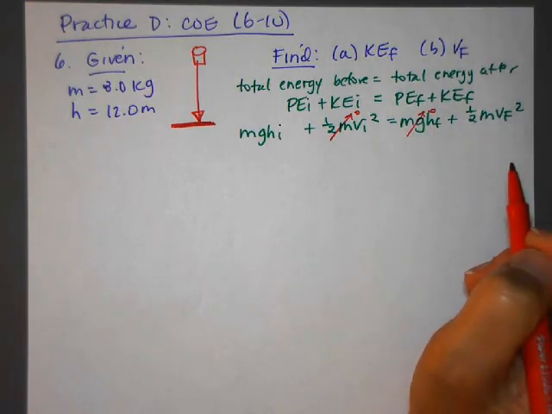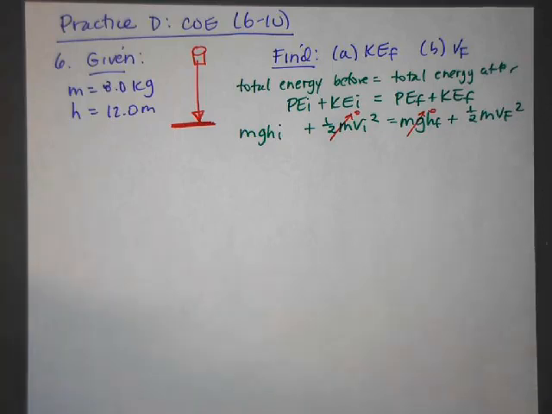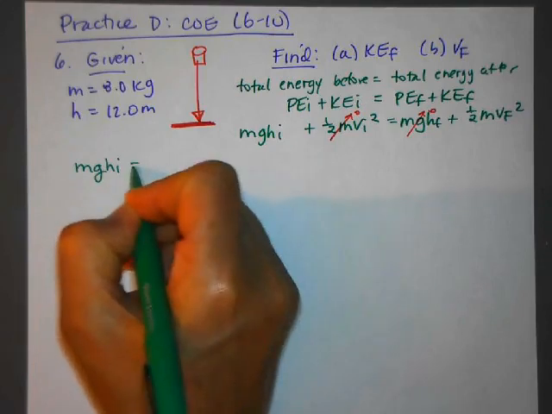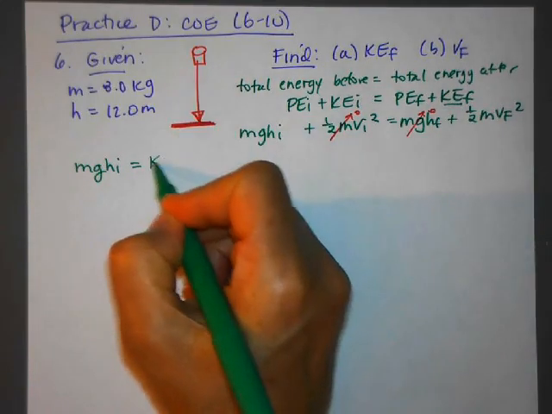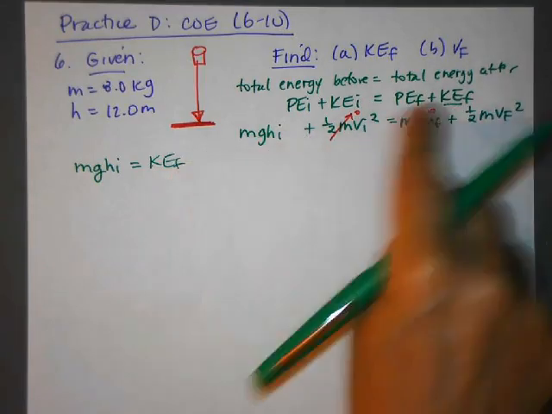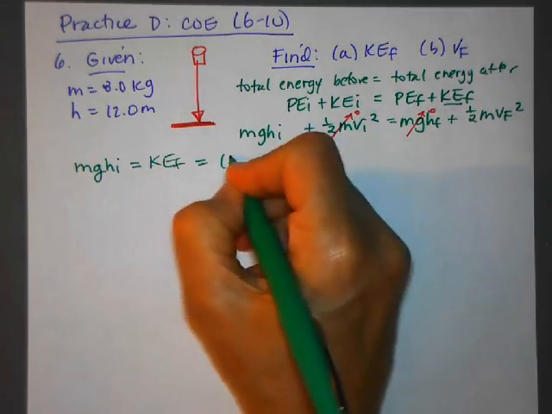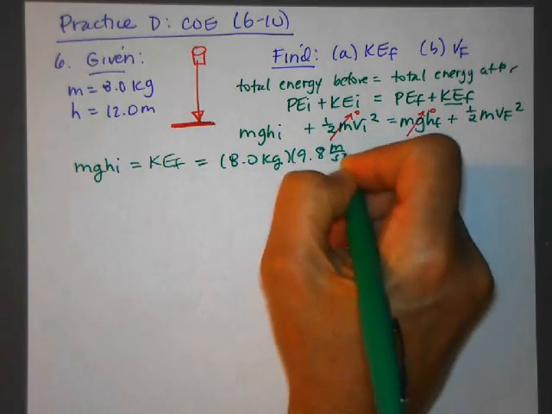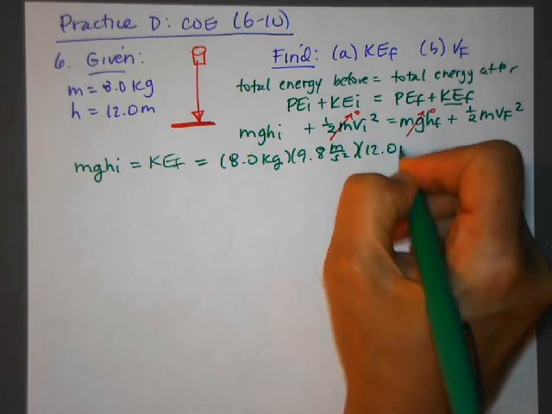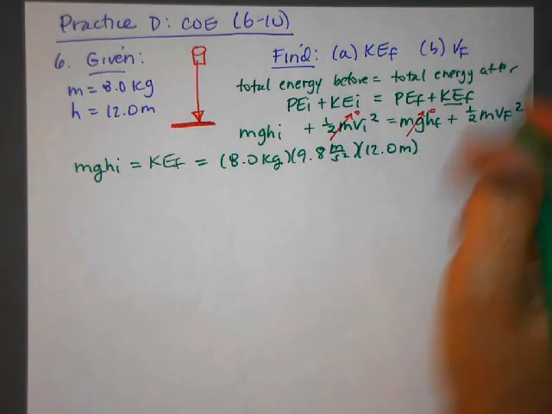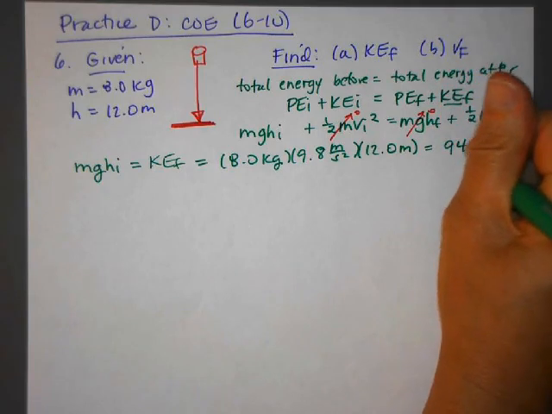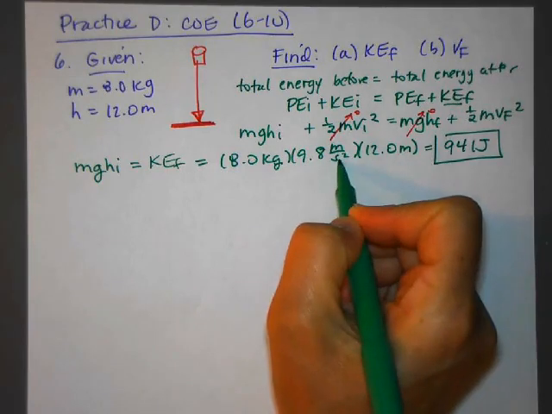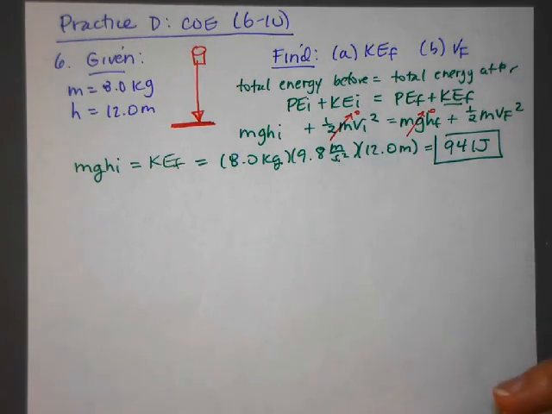Okay. Now instead of even plugging this in, I have mghi, and I want to solve for KEF, so mghi is going to be equal to KEF. That's going to be 8 kilograms times 9.8 meters per second squared times 12 meters. And when I do that on my calculator, it comes out to be 941 joules. And remember, a kilogram meter per second squared is a newton, and a newton times a meter is a joule.